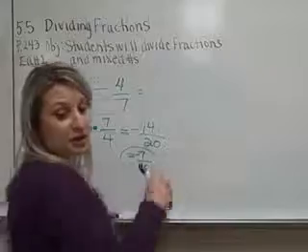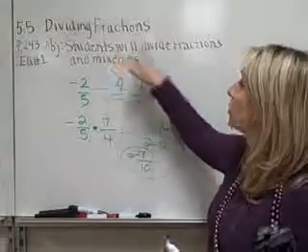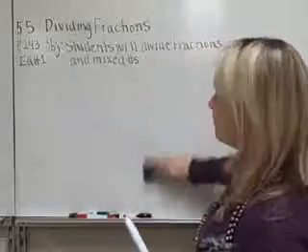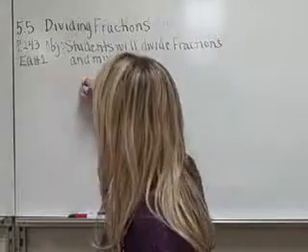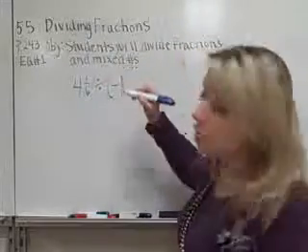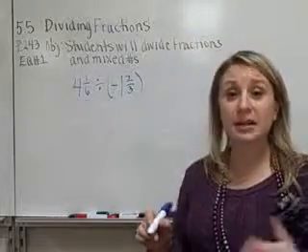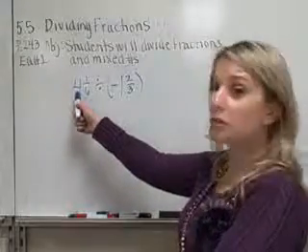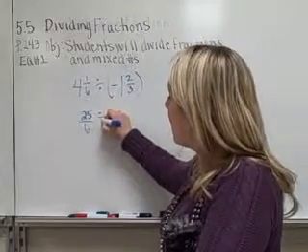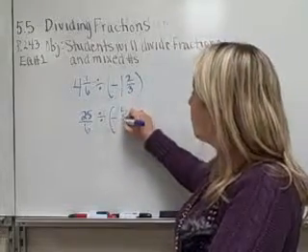Okay. Let me show you another example. Go back to our objective. We're going to divide fractions and mixed numbers. So now I need to show you a mixed number. Let's do 4 and 1/6 divided by -1 and 2/3. The first thing I'm going to do is make these improper fractions. 6 times 4 is 24, plus 1 is 25/6, divided by negative. 3 times 1 is 3, plus 2 is 5/3.